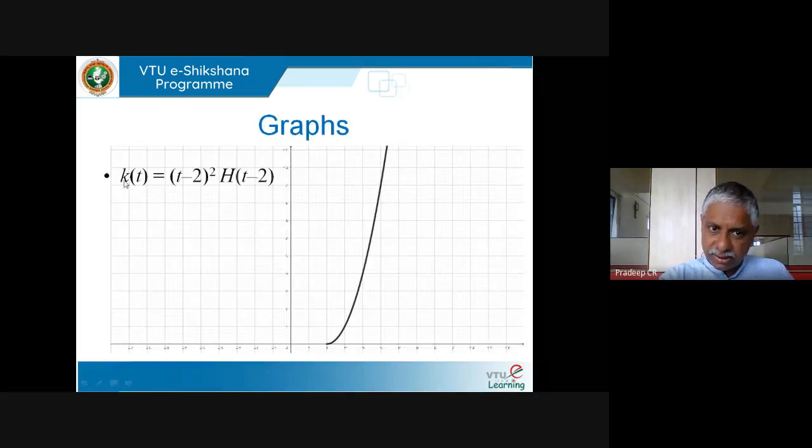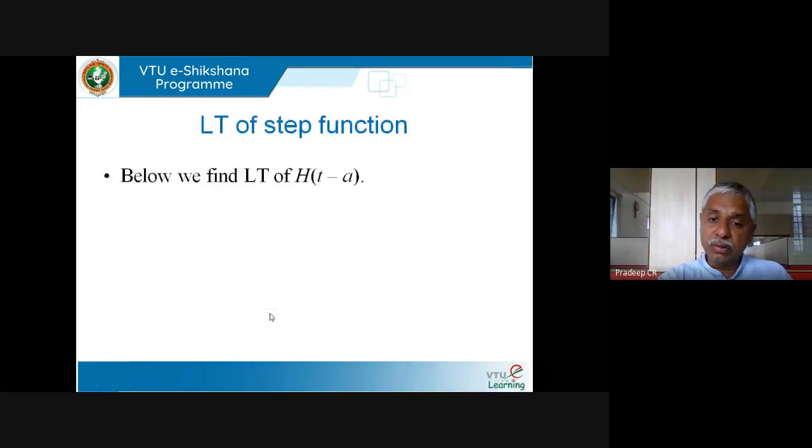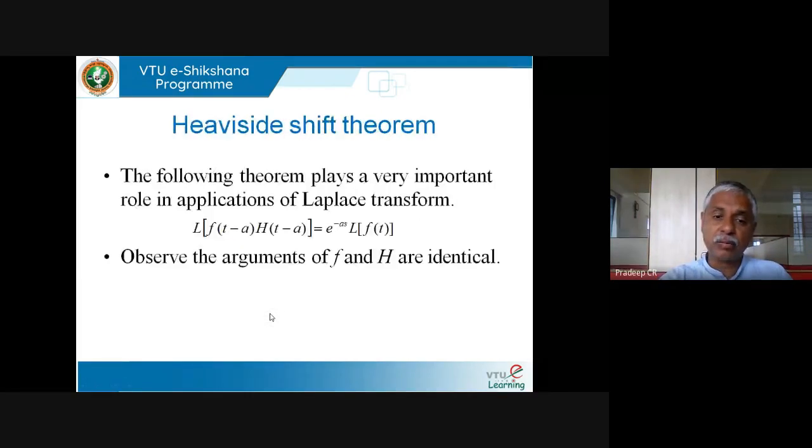This function, (t minus 2) whole square h(t minus 2). Whatever is the argument for h, the argument of the function is also the same. Whenever it is like that, I'm interested in the Laplace transform of such a thing, because it gives me the signal, whatever the function, but delayed by the appropriate time. So I want to find the Laplace of this. That is what I am looking for. For that, there is a formula.